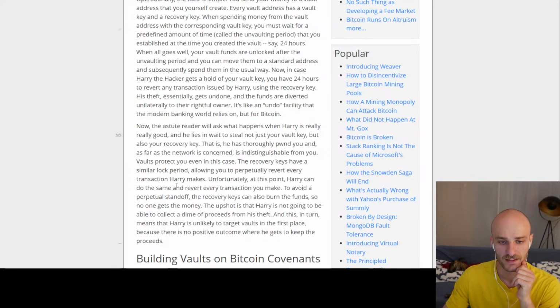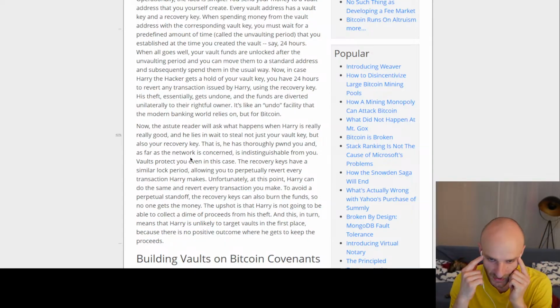Now, the astute reader will ask, what happens when Harry is really good and he lies in wait to steal not just your vault key, but also your recovery key? That is, he has thoroughly pwned you, and as far as the network is concerned, is indistinguishable from you. Vaults protect you even in this case. The recovery keys have a similar lock period, allowing you to perpetually revert every transaction Harry makes.